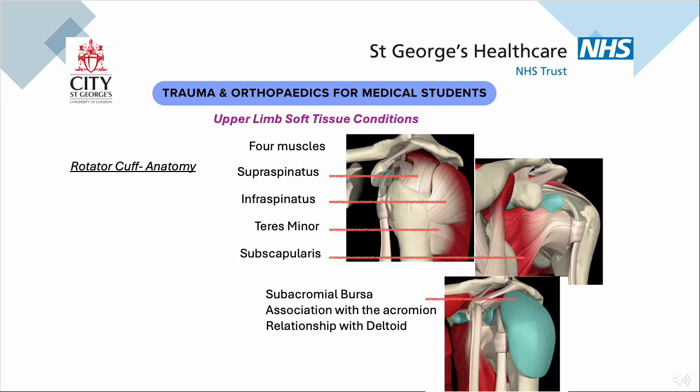If we now look at some of the soft tissue conditions that you see around the shoulder, we'll start with the rotator cuff. And a reminder of the anatomy, there are 4 muscles related to the rotator cuff, and these are the supraspinatus, the infraspinatus, the subscapularis, and teres minor. Over the top of these is a thing called the subacromial bursa, which lies between the rotator cuff and the acromion, and the rotator cuff, lateral humerus, and the deltoid.